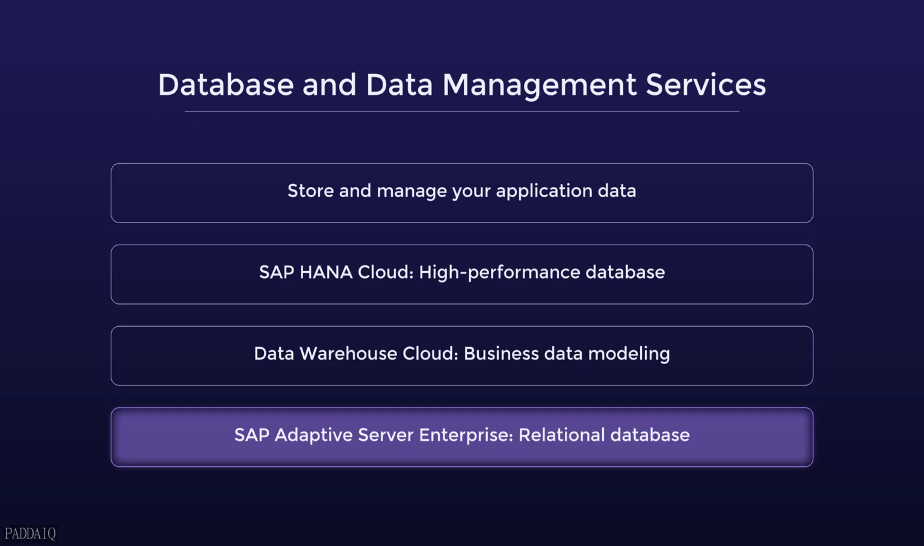SAP Adaptive Server Enterprise Relational Database. This is a high-performance database system that organizes data into structured tables with rows and columns, ensuring data integrity and supporting complex queries. For example, a retail company uses it to manage real-time inventory and sales transactions. This makes it a robust foundation for critical business applications.